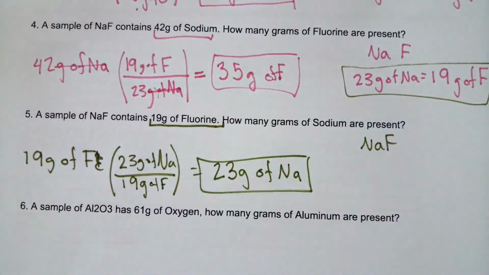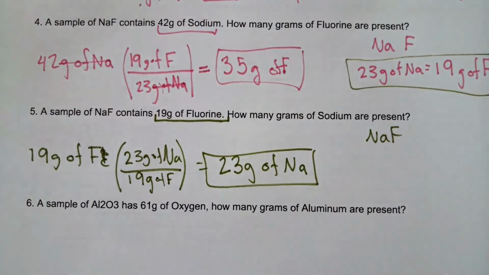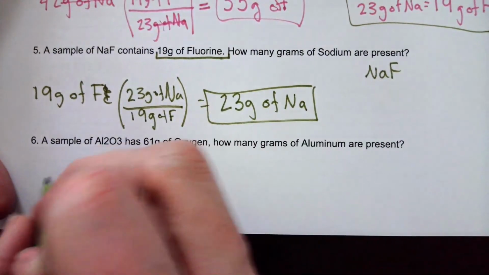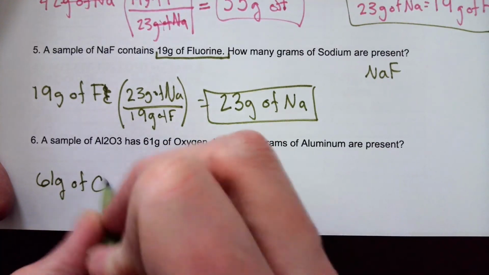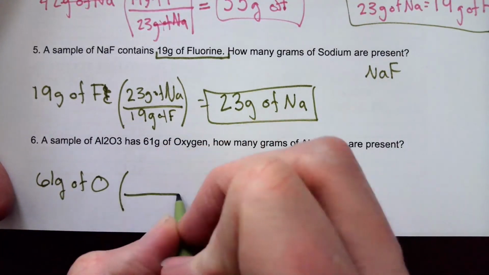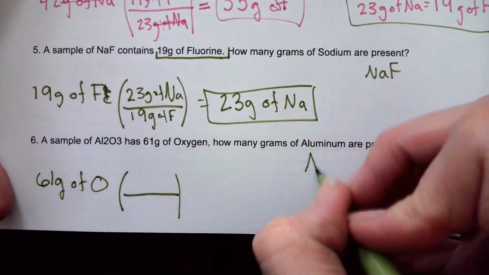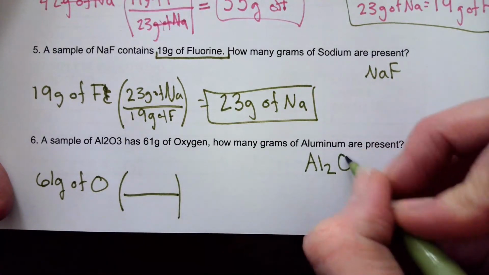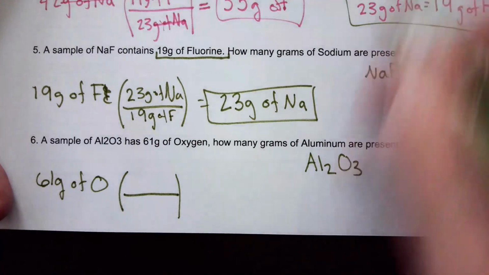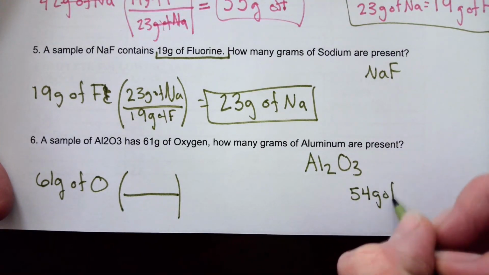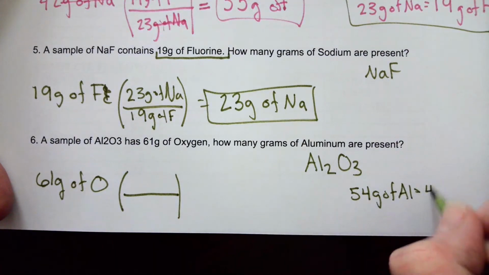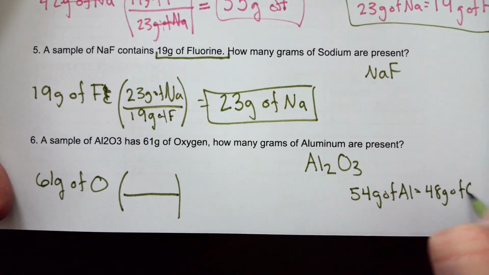Silly goose. Alright, let's go ahead and do the next one. This time our given quantity is 61 grams of oxygen. And I'm going to take it times the conversion factor that relates the 2 parts aluminum to the 3 parts oxygen. And I did that up here in a previous step, so I'm just going to record that 54 grams of aluminum is equal to 48 grams of oxygen.